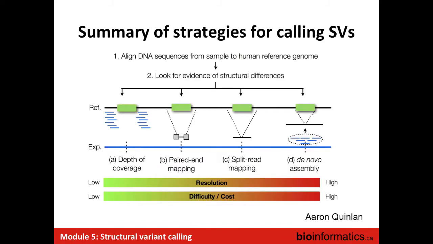So just to give you a summary of the methods. You've got depth of coverage, read mapping, split read, and de novo assembly. So it's the resolution you can have. Either you can have split read and mapping at the higher resolution, but with higher difficulty and cost to do it. So it's always a balance to choose.